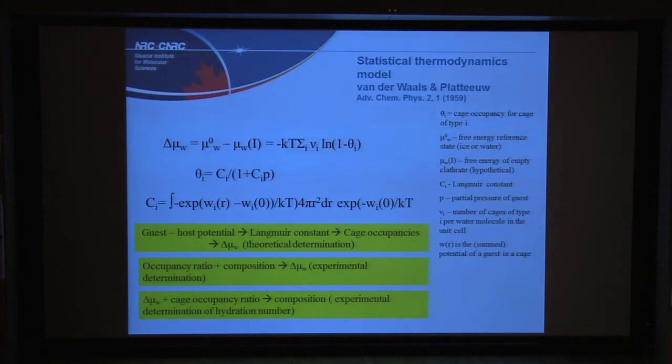And thirdly, one can use the free energy and a cage occupancy ratio and derive a composition. So we can have an experimental method of determining hydration number. And this actually is surprisingly difficult to do by standard laboratory methods. Here we have an instrumental method of doing it. And if you don't do it this way, then you have to have very, very pure hydrate samples, which is really quite difficult.